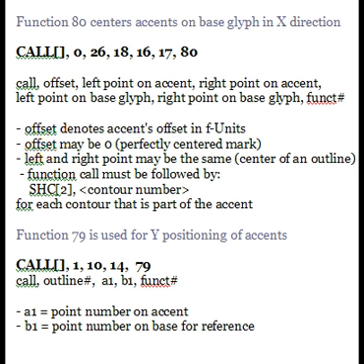Function 80 is used to adjust the composites in the X direction, for example, to center a mark over a base glyph. Function 79 is used to adjust the height of the composite, for example, to keep the mark's pixels from crashing into the base.